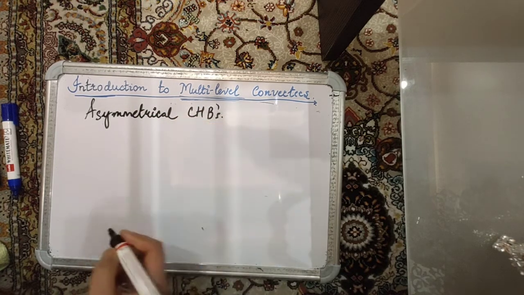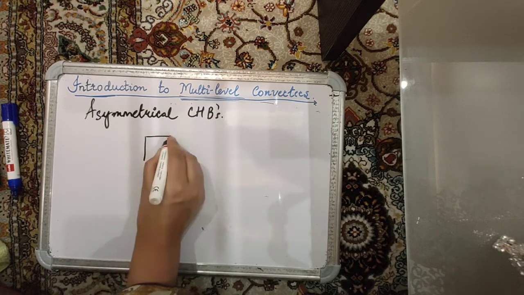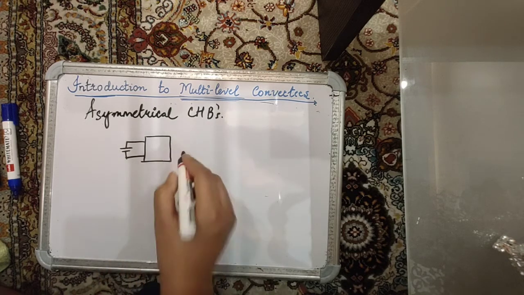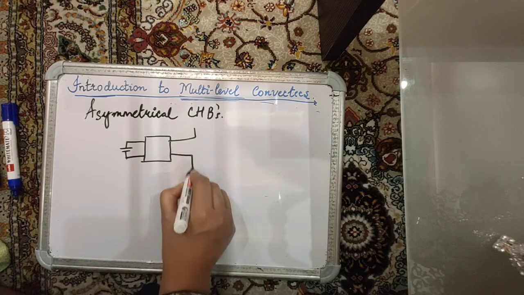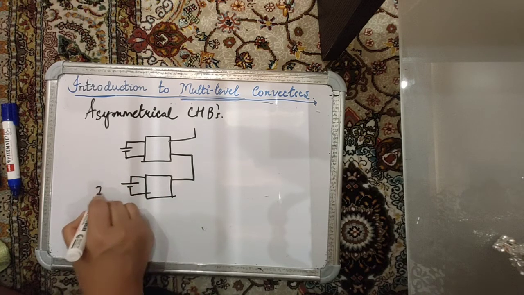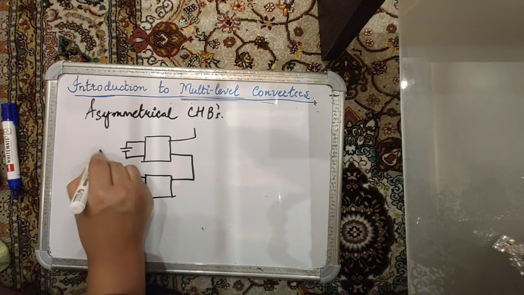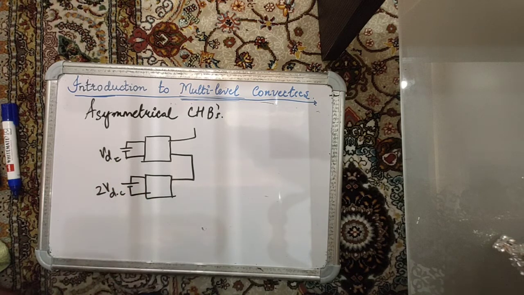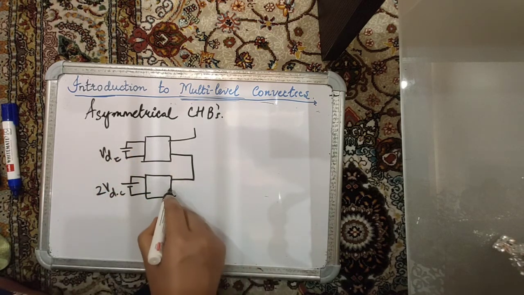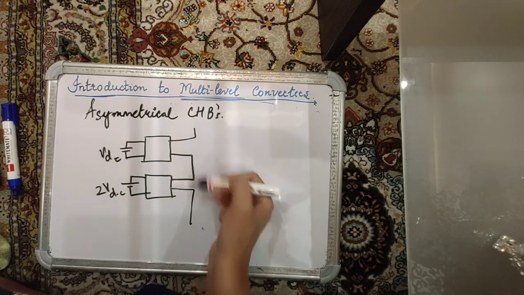Suppose I have a CHB, I have an H bridge, this is an H bridge with an input of VDC, and it is cascaded with another H bridge with an input of 2 times VDC, which means now the input DC sources are not just electrically isolated, but they are also of different values. Let's see how these will add up.